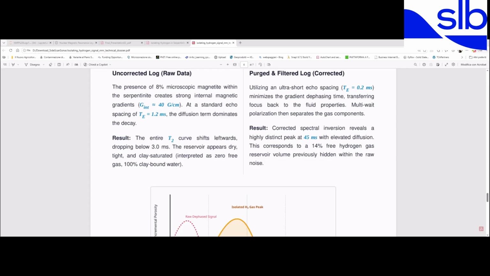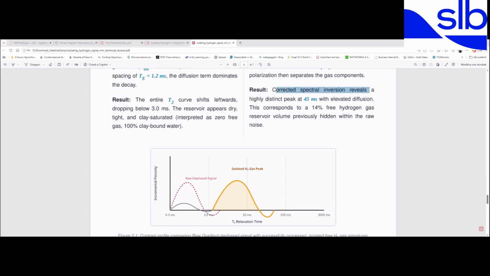But applying a new class of tools, utilizing an ultra short echo spacing of 0.25 milliseconds, you minimize the gradient and the phasing time, transferring focus back to the fluid properties. You have multi-wave polarization, then separate the gas components. The result is a correct spectral inversion and plot, with a highly distinctive peak at 14 milliseconds with elevated diffusion. In this way, the real situation is an isolated gas peak. This corresponds to 40% free gas hydrogen.